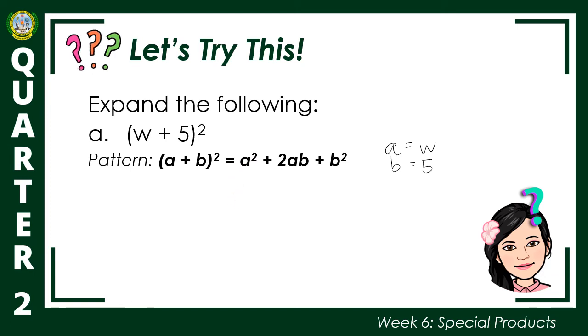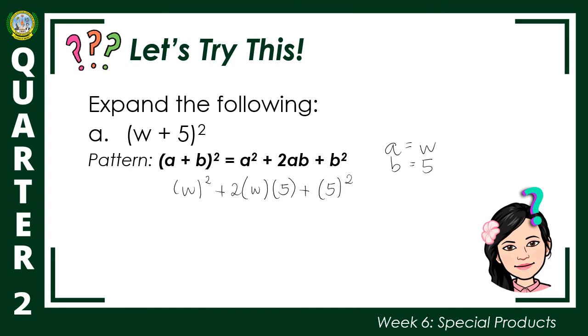square of W. Ilagay muna natin sa parenthesis. Sanayin natin ang sarili na nilalagay sa parenthesis para hindi natin malimutan sa mga ibang examples pa. Okay, and then, plus 2. Constant po yung 2, so lagi yung 2. So, times A times B, that means times W times 5. And then, lastly ay plus B squared. So, ganun ulit. Square of 5. And then, let's simplify this one.